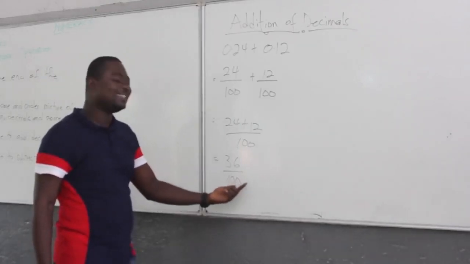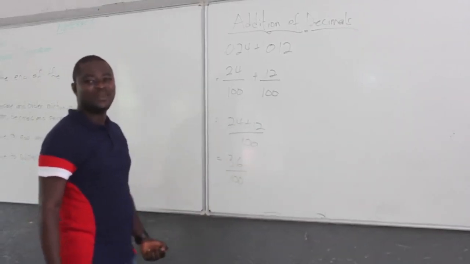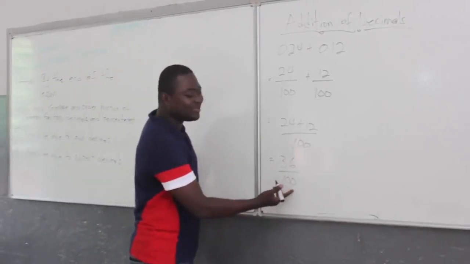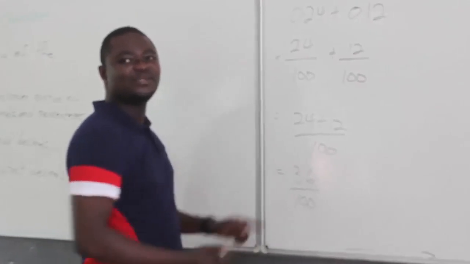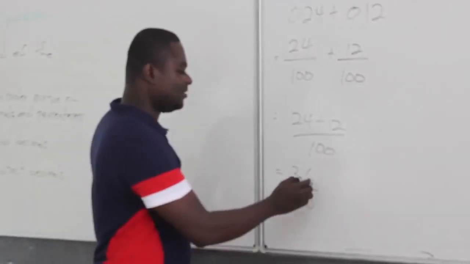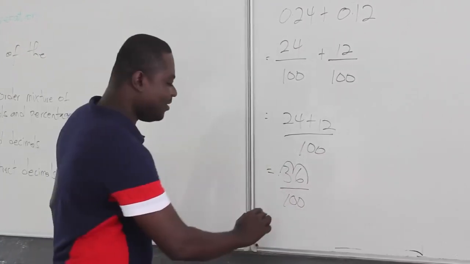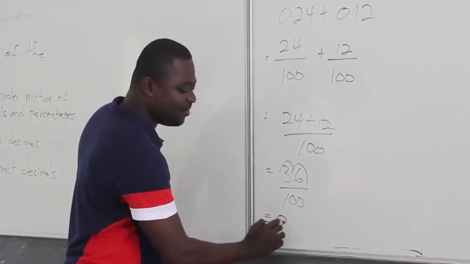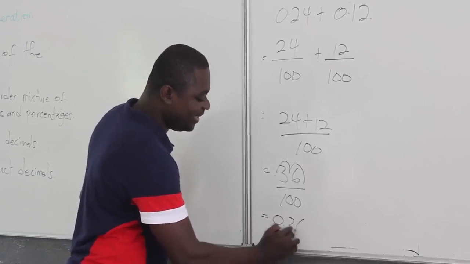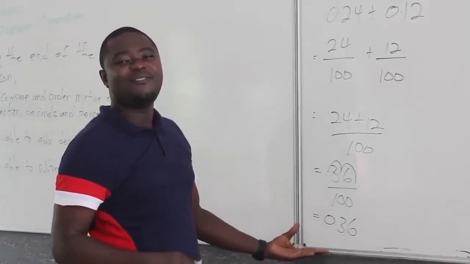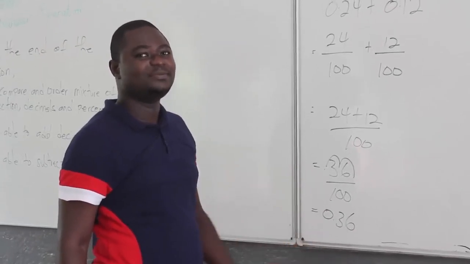So we have to change this into a decimal with our decimal point. Now, the denominator has 2 zeros, so we move 2 steps to our right. So we have 1, 2, and our point. So therefore the answer becomes 0.36. That's one way of adding decimals.